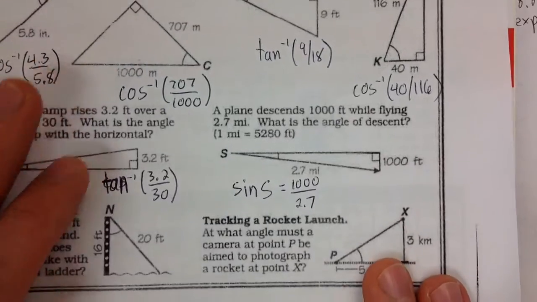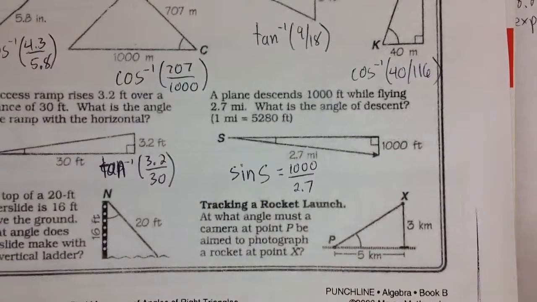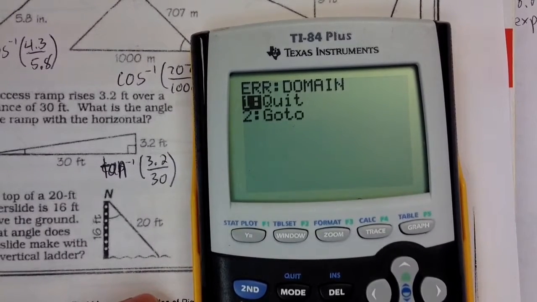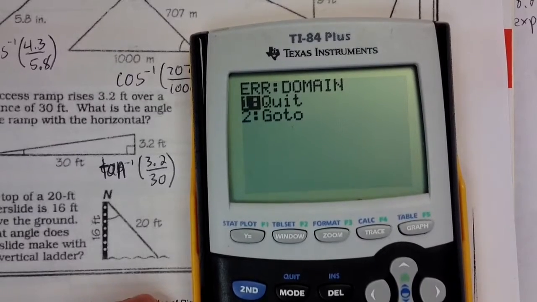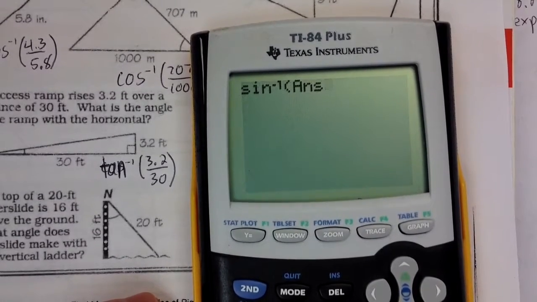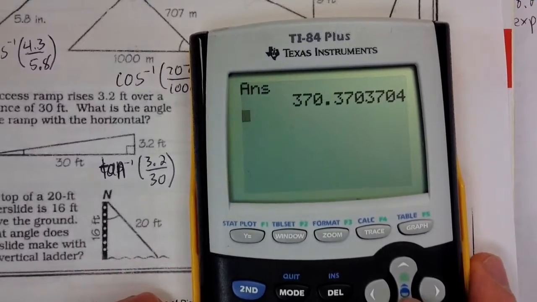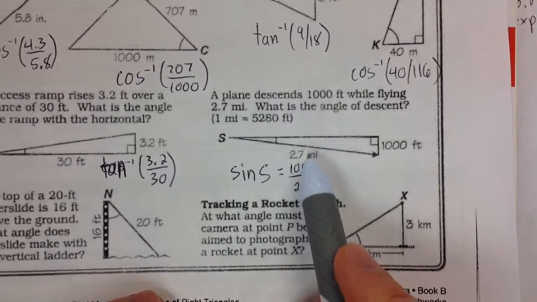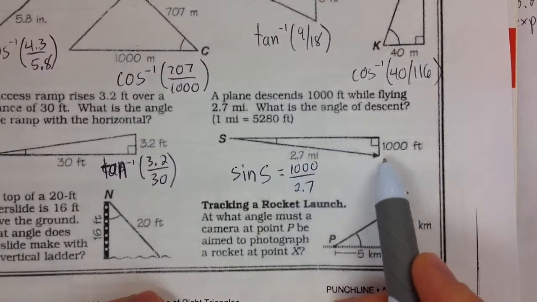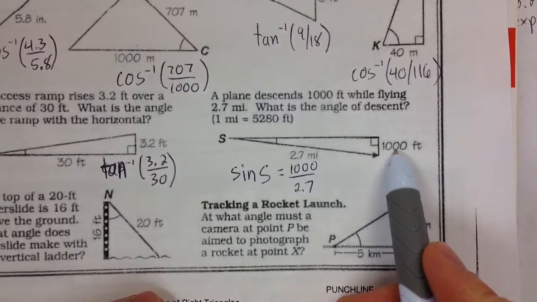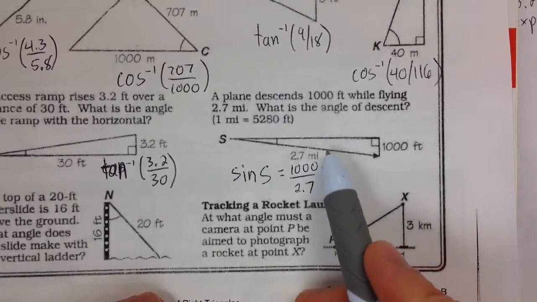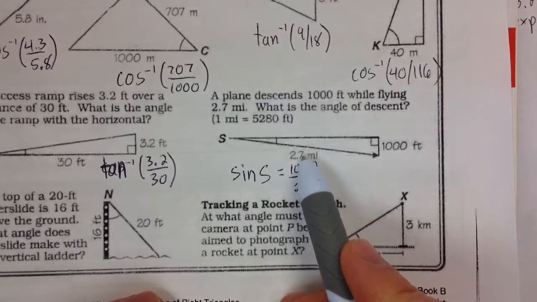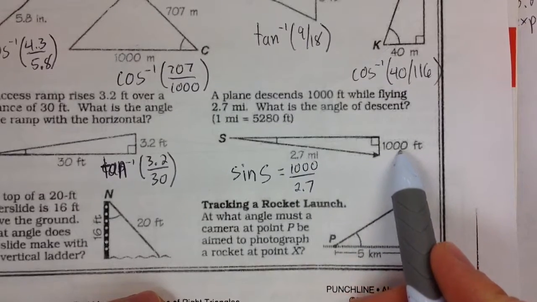So we've got to find the inverse for sine? Inverse sine, and notice what happens. You get an error. Do you know why that is? It's not possible for the sine ratio to be something like 370. The problem here is that this is in miles. This is in feet. So we either have to convert this to miles or this to feet. Because it's impossible for the hypotenuse to be less than the opposite side. That's why it's giving us an error.